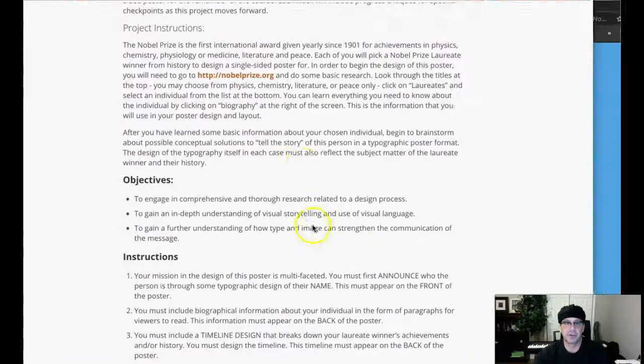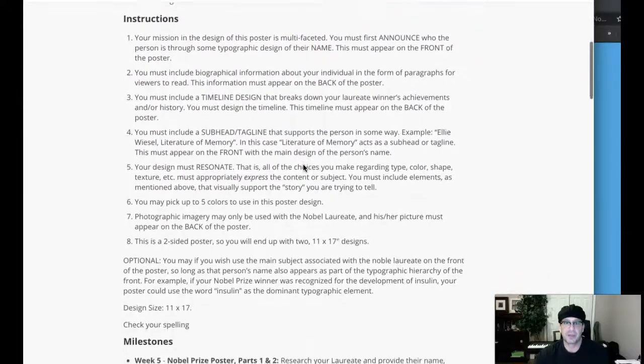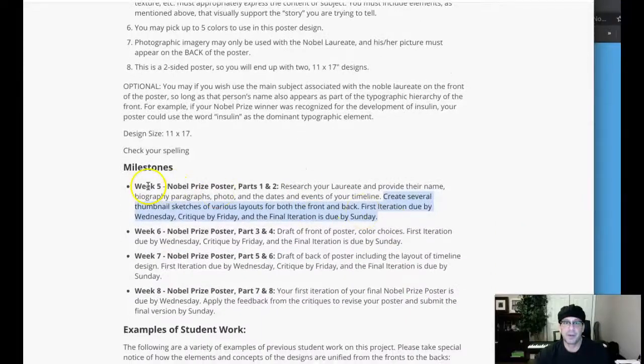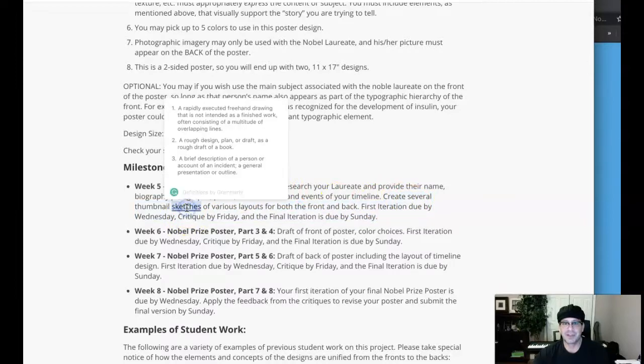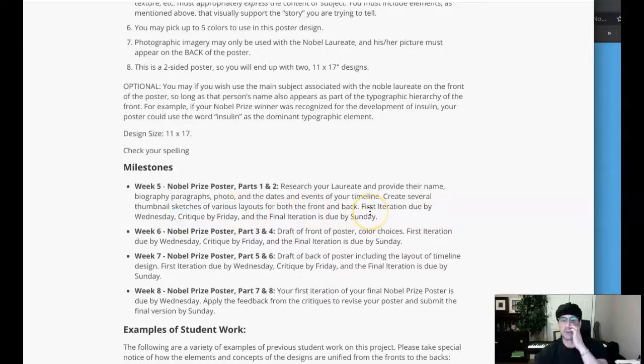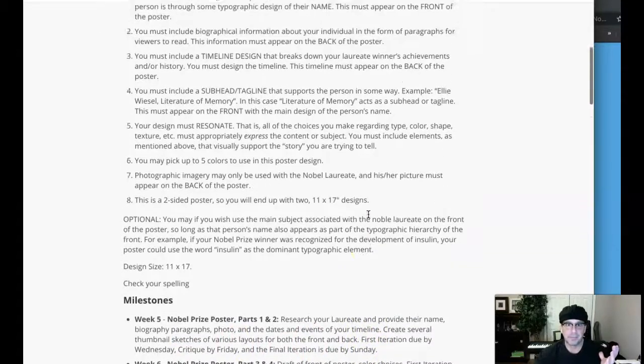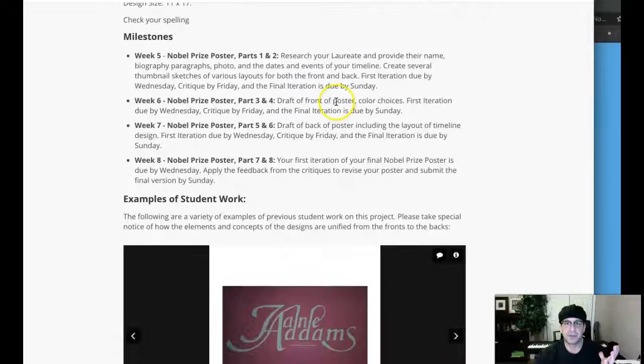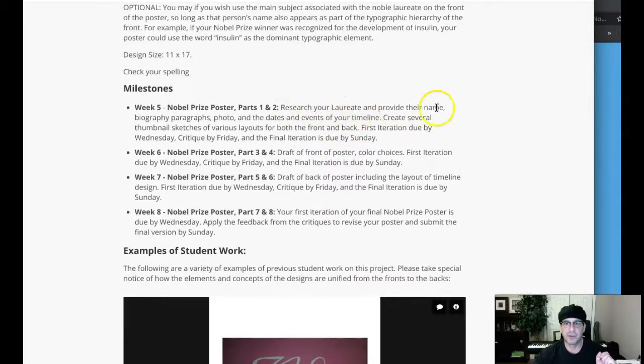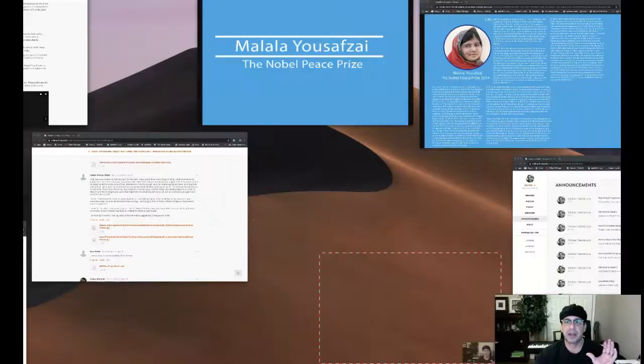So if we jump over to the course instructions, you can see that we are at the week 5 milestone, parts 1 and 2: create several thumbnail sketches. That's not digital, that's pencil to paper, of various layouts of both the front and the back. First iteration. Okay, so what we're looking for first are sketches. What I need is this. I need for you to include your research for your laureate, provide their name, the biography information, a photo, the dates of the events of your timeline, and then create several thumbnail sketches of both the front and the back. So we don't have that here.